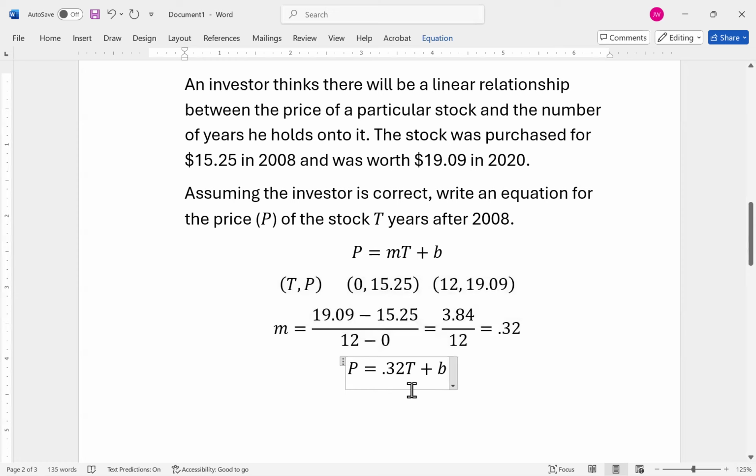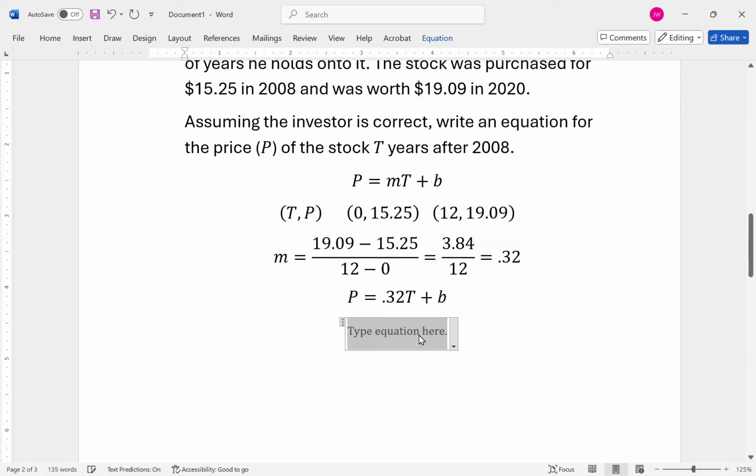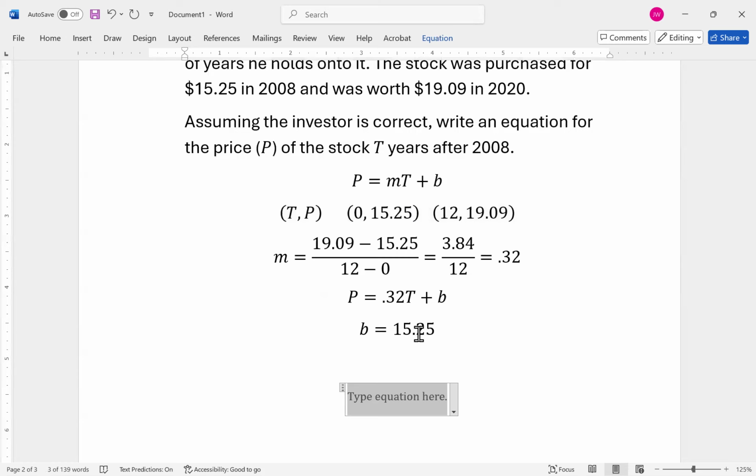Now, in this case, I know exactly what the B value is. I could also plug in either of these 2 points, but think about plugging in this first point. If you plug in a 0 for T and 15.25 for P, then the B is 15.25. In other words, that point is the y-intercept. So in this one, it gives us the B directly as 15.25. So when all is said and done, the price of this stock is going to be 0.32 times the number of years after 2008 plus 15.25.